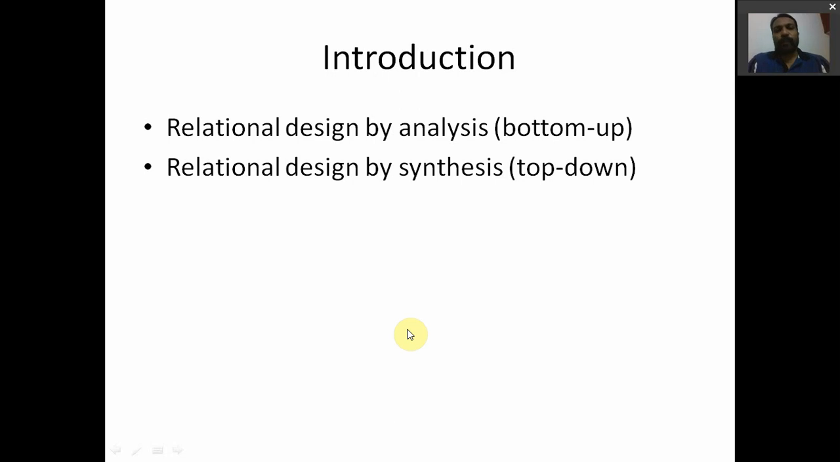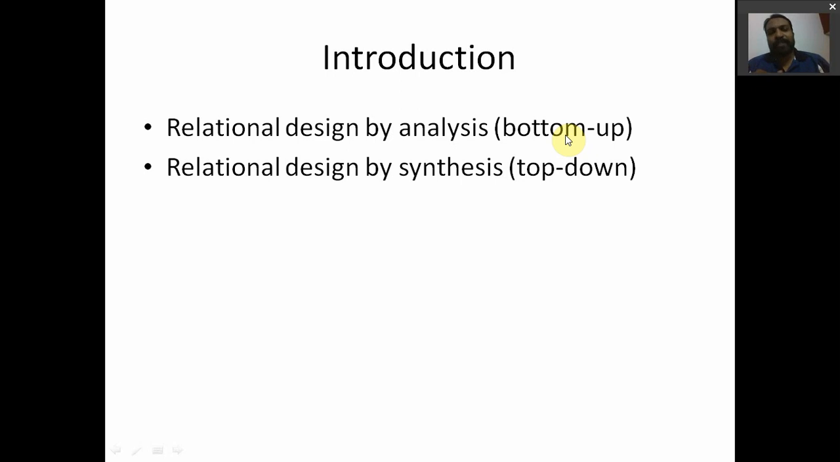We have seen relational database design can be done either by analysis or by synthesis. In the analysis approach, also known as the bottom-up approach, we start with ER diagrams, and from ER diagrams we map them to relations or tables, and then we test them with some conditions. If the tables satisfy those conditions, we say those tables or relations are in a particular normal form.